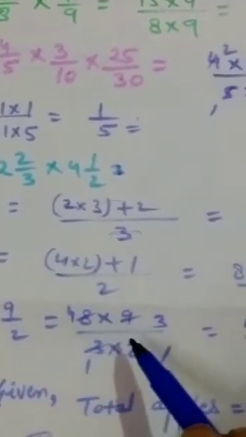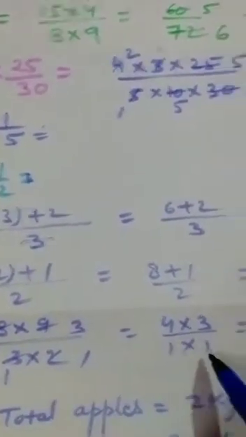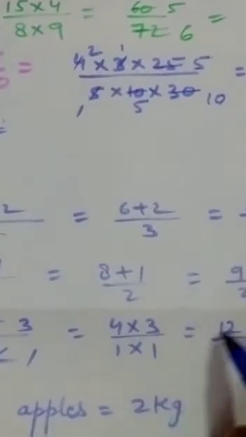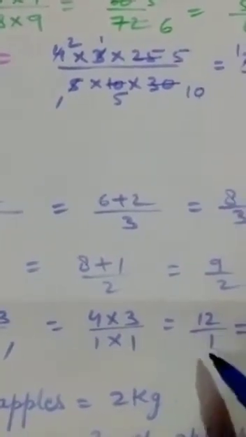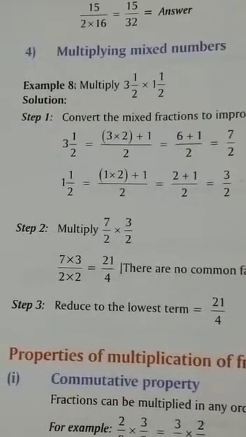So what is remaining in the numerator? 4 into 3 and in denominator 1 into 1. Now multiply it. 4 3s are 12 upon 1. Divide by 1, you will get 12. So it will be the final answer.